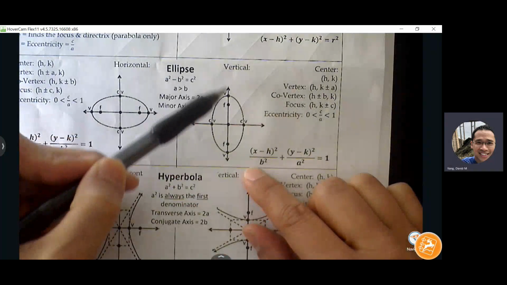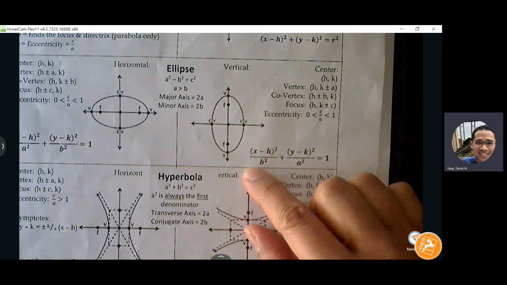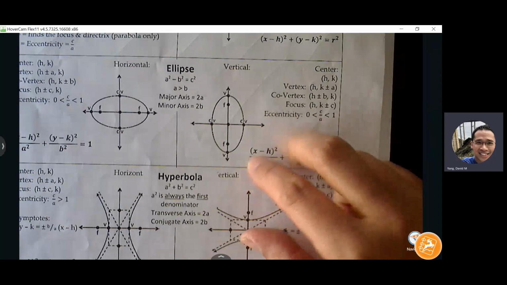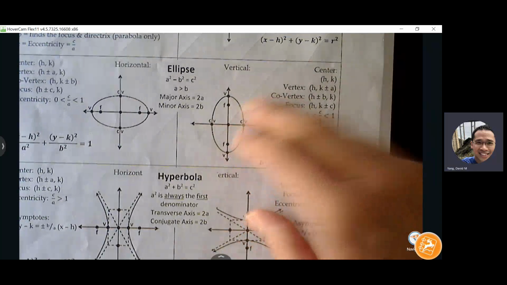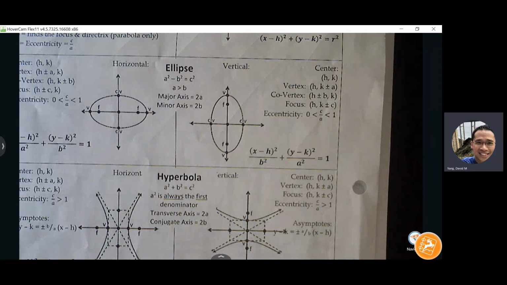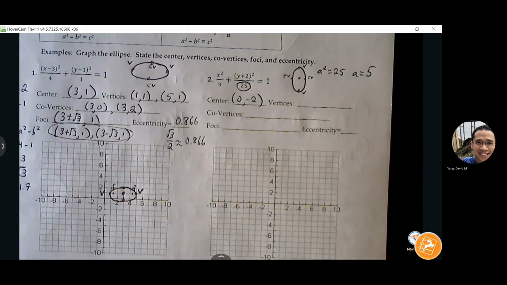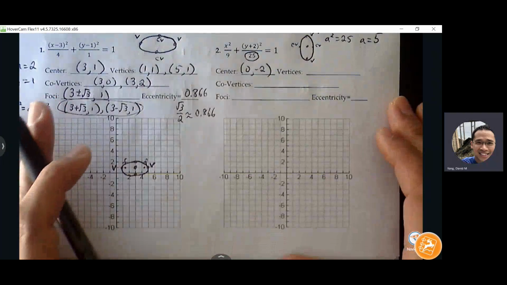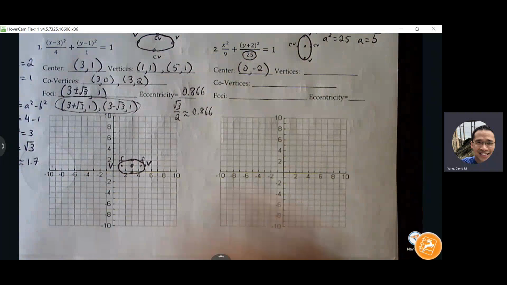So if I have a vertical major axis, my focus is going to be along the what? Along the vertical, yeah. So your focus is always going to be along the larger axis, the longer axis. Okay, so I'm going to fill everything in, see if you guys can try the same.